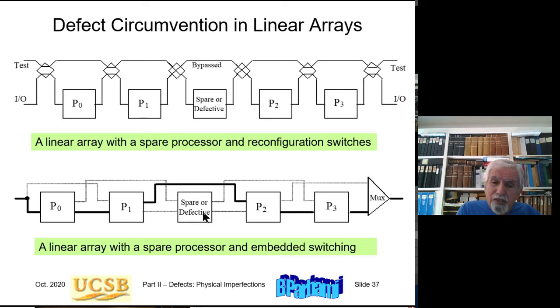This one tolerates one defect, because if this is defective, then this P2 has the option of taking its input from here. However, whereas the earlier one could tolerate two defects in a row, this one can't, because if, say, these two are both defective, there's no path for this unit to supply the input of this unit. So I have to provide additional connections for that to be feasible.